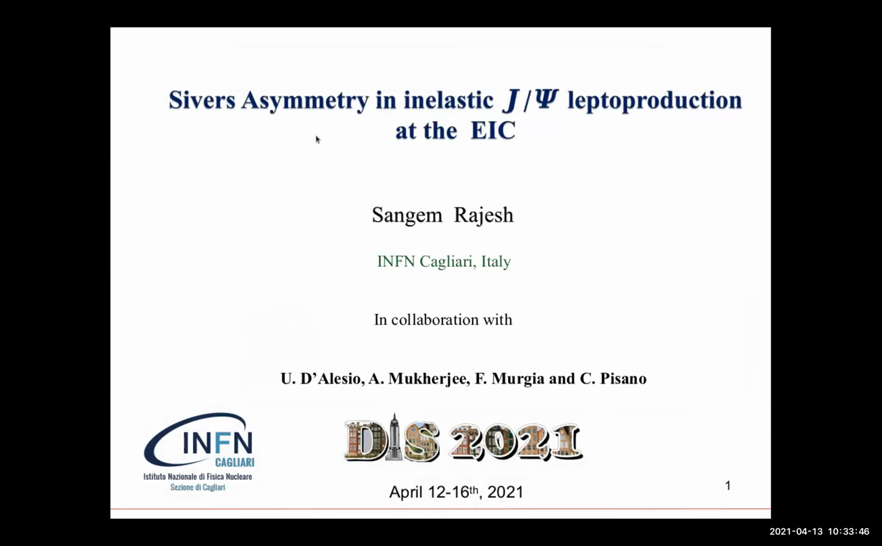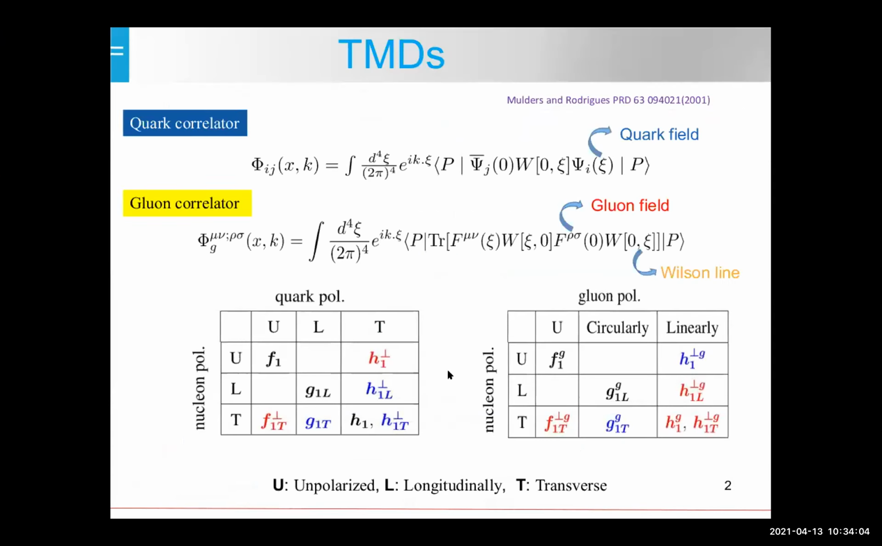First of all, I would like to thank the organizers for giving this opportunity to speak about the Sivers asymmetry in inelastic J/psi leptoproduction at the EIC. This work has been done in collaboration with Umberto, Asmita, Francesco, and Christian. We have been talking about the TMDs since yesterday. These TMDs have been of main interest in hadronic physics, which includes the three-dimensional tomography of the proton, and there are 8 TMDs at leading twist for both quark and gluon sectors. In this talk, I will mainly talk about the gluon Sivers function, which is f1T^⊥g in this table.